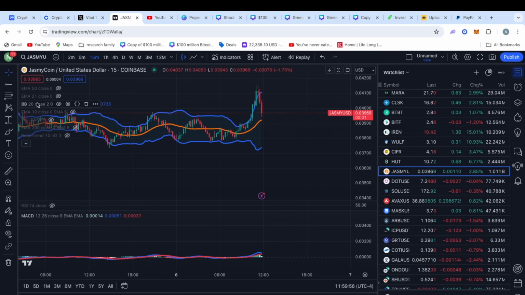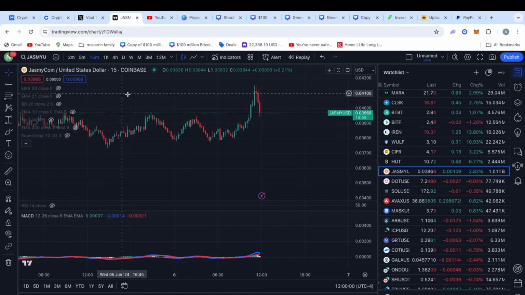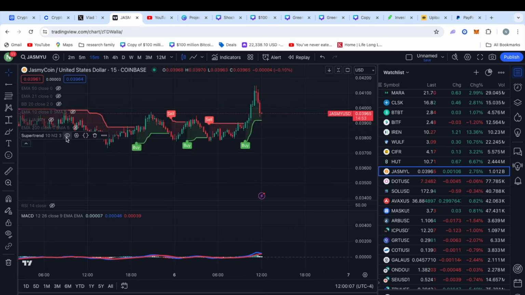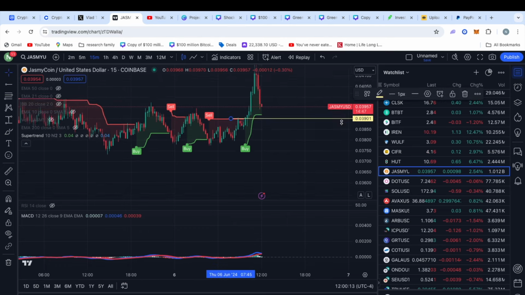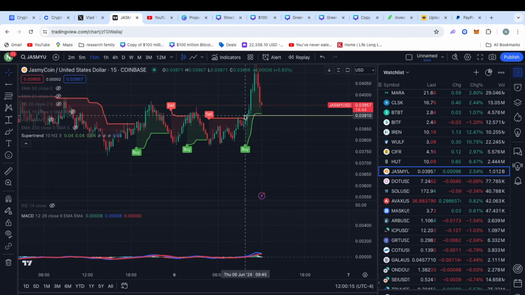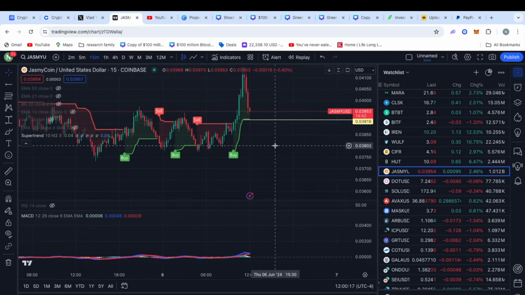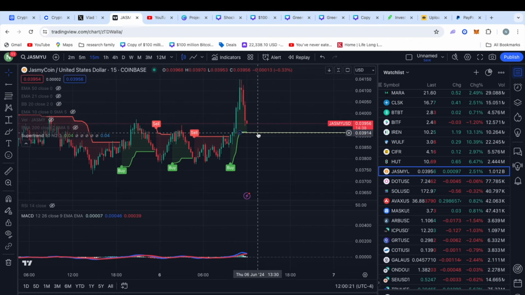So every single indicator screams a bullish Jasmy. The super trend right here, a bullish confirmation was confirmed right here at 39. As long as we don't take out this target right here, 39.16, on the 15 minutes, price of Jasmy should head back up.